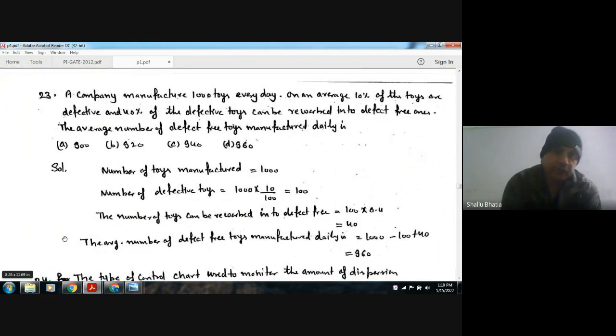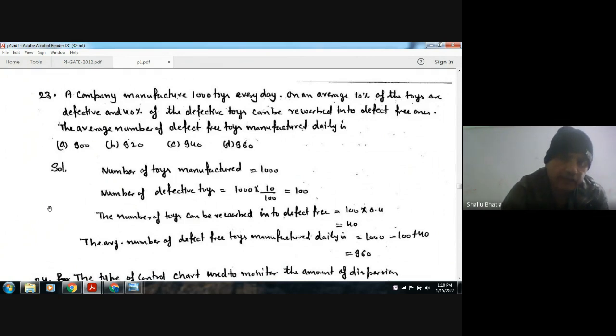Okay. Next, a company manufactures 1,000 toys every day. On an average, 10% of toys are defective, and 40% of the defective toys can be reworked into defect-free ones. The average number of defect-free toys manufactured daily is option A 900, option B 920, option C 940, and option D 950.